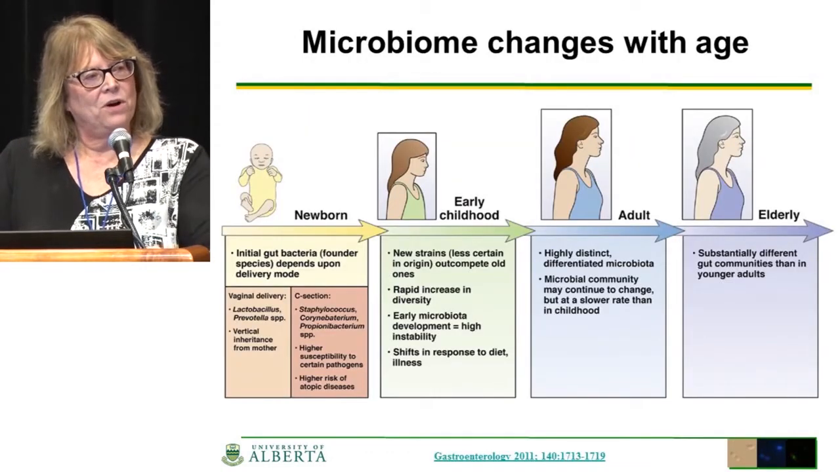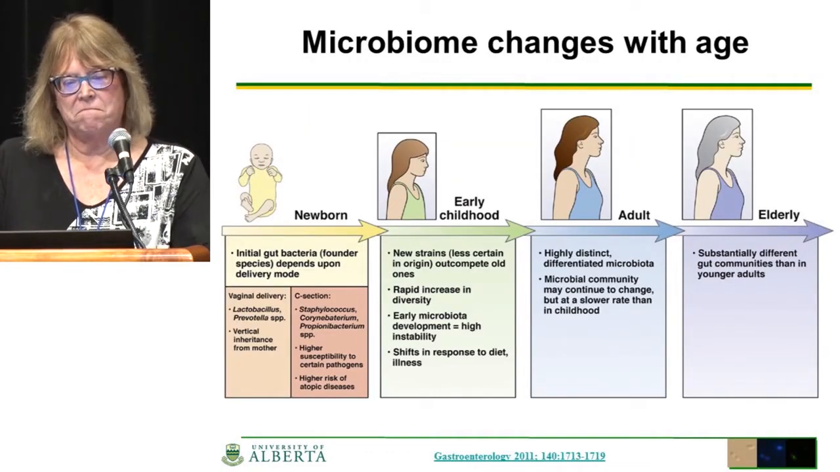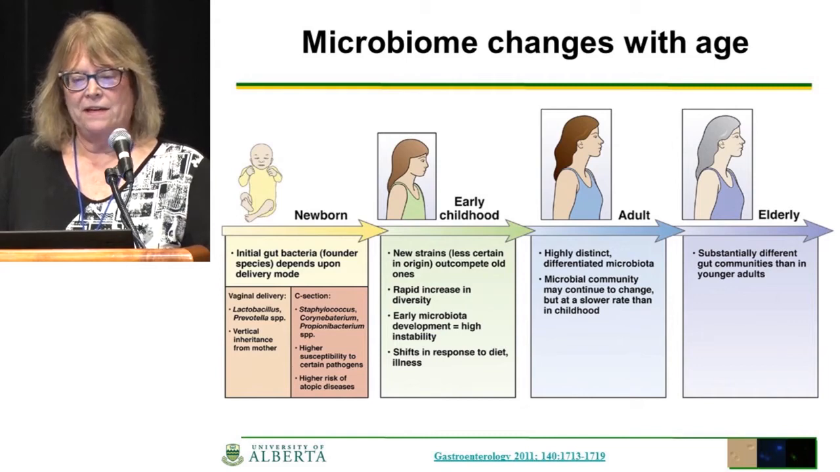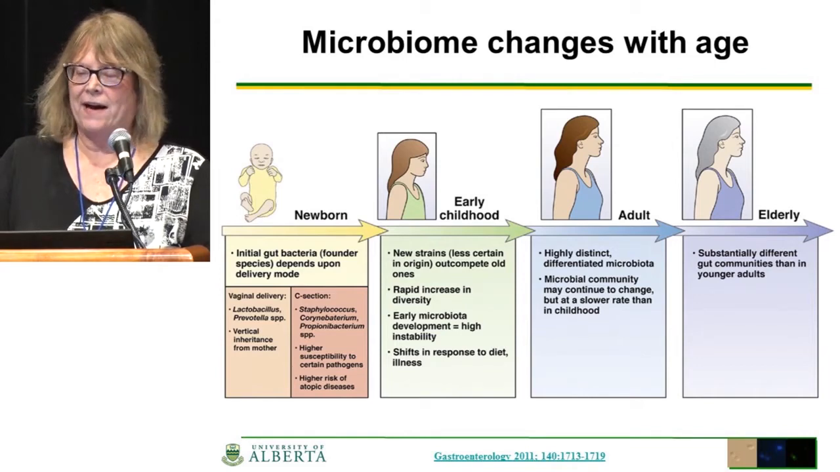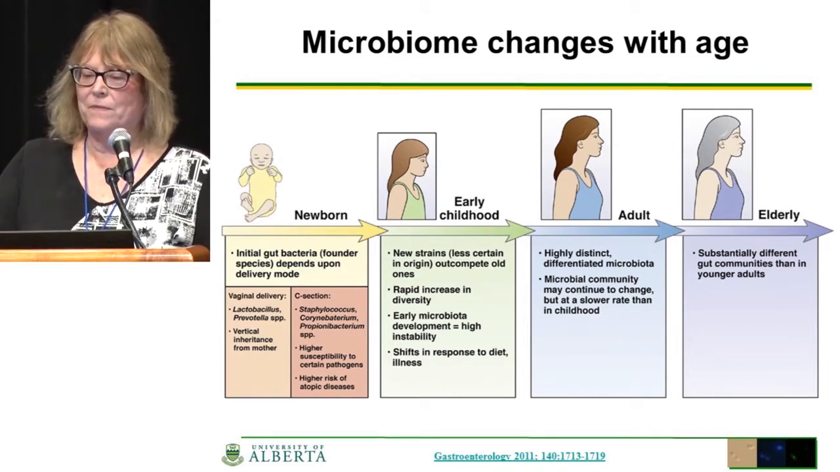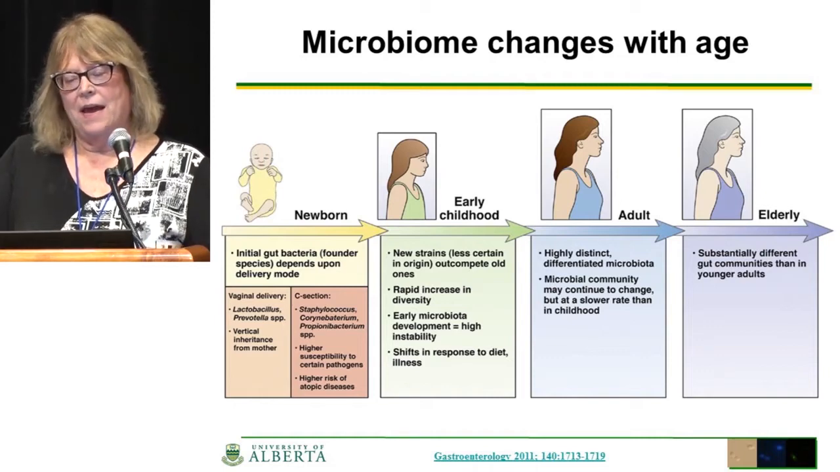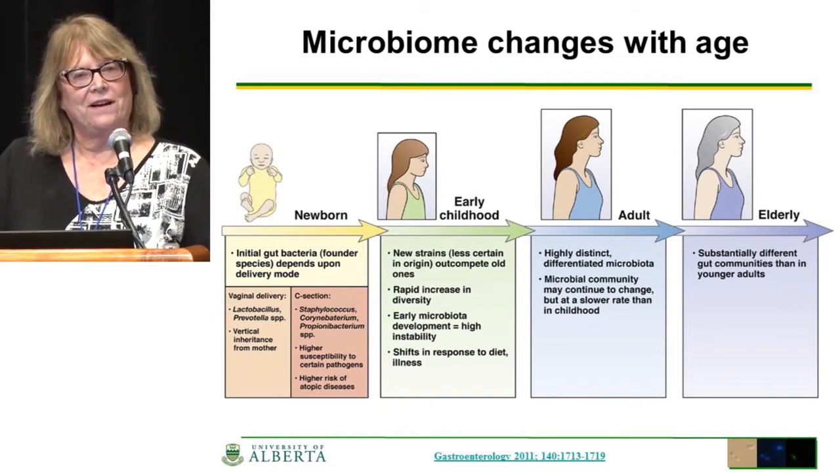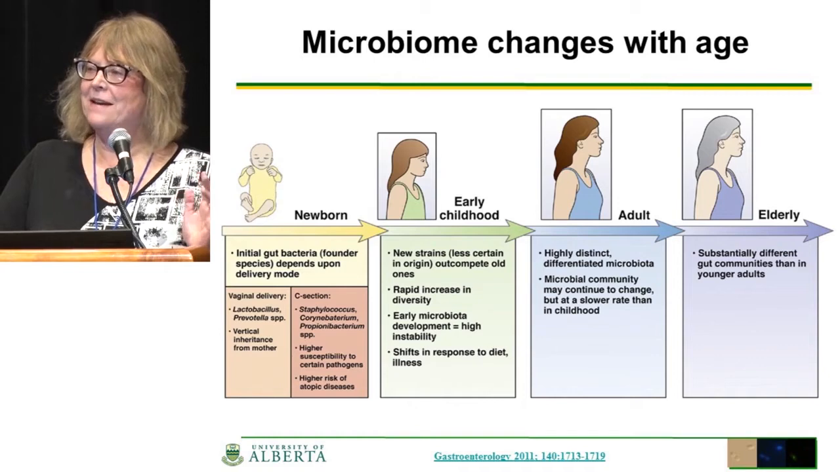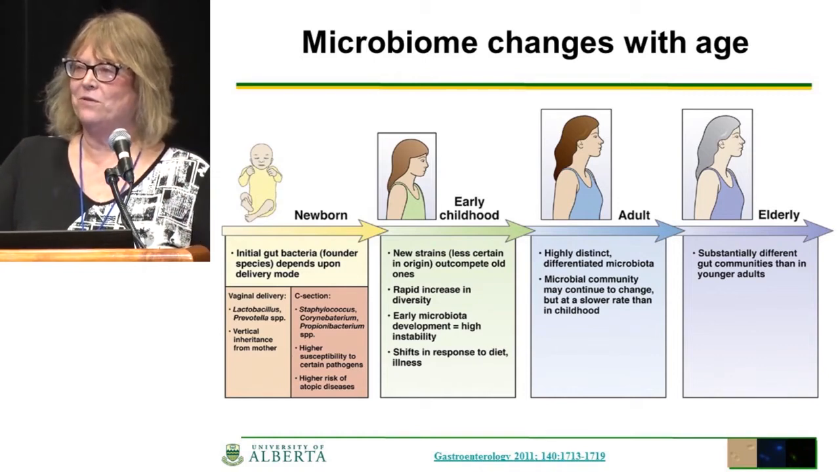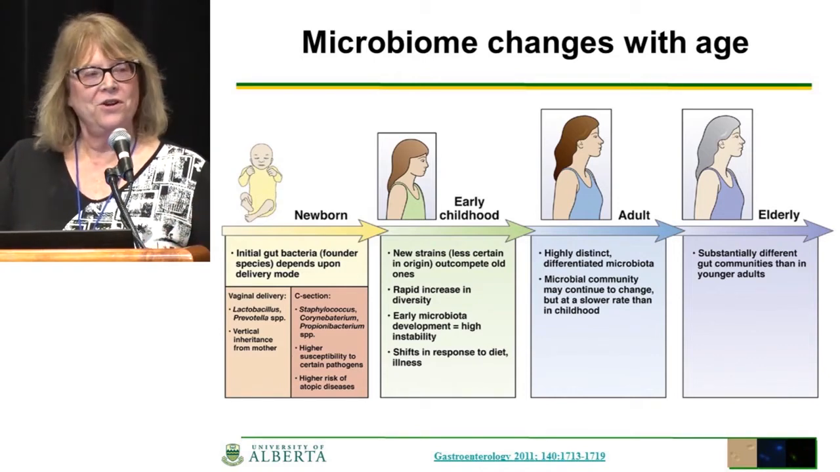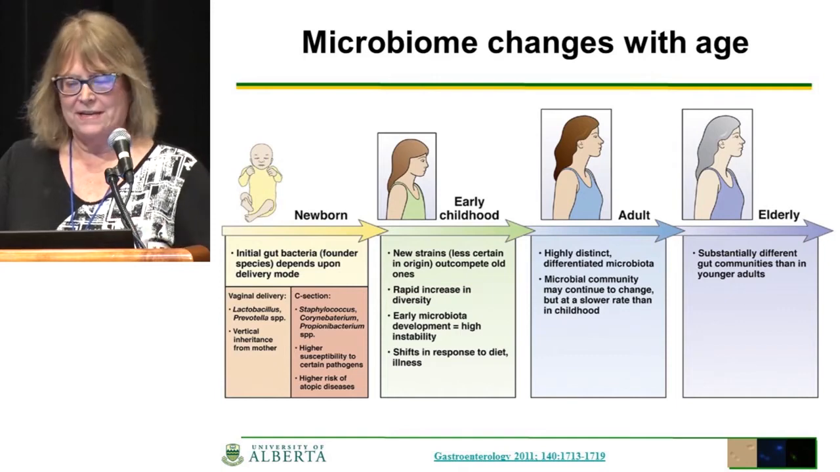So our microbiome also changes with age. There is a lot of development in early childhood. When you're an adult, it's relatively stable, depending on your diet. And when you go into your elderly state, you start losing microbes again. You are losing your diversity. Things are going down.